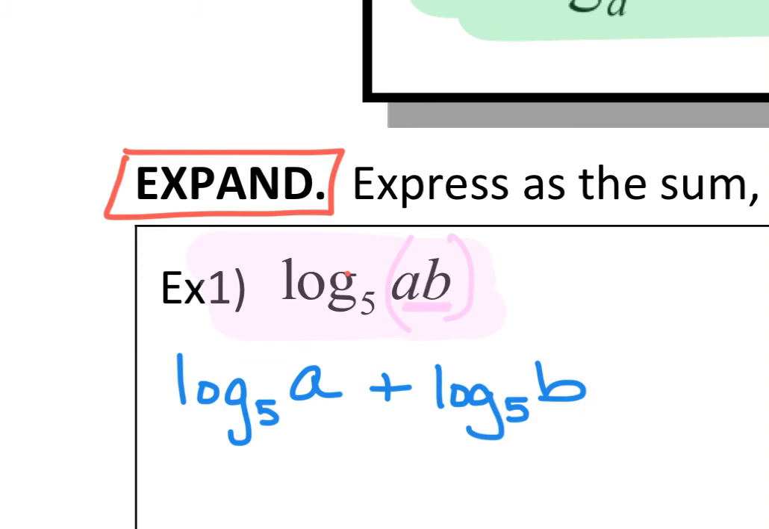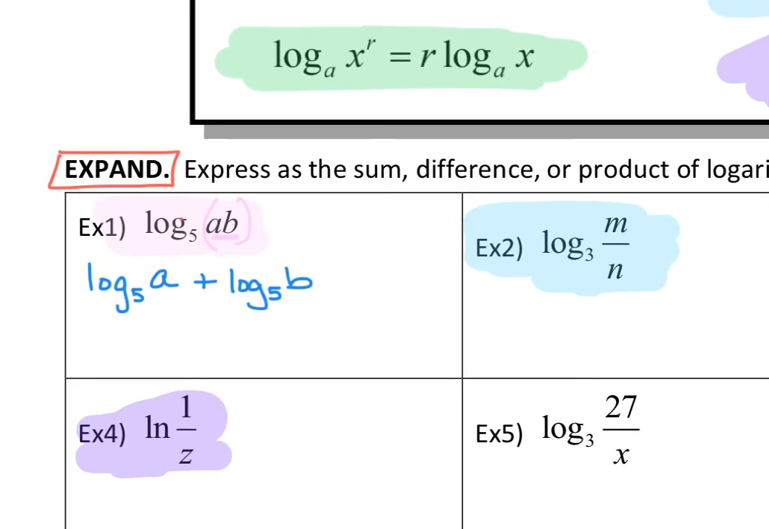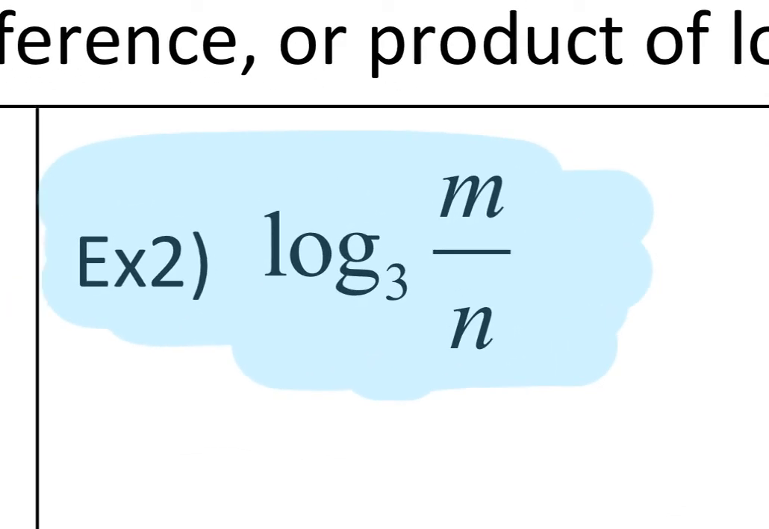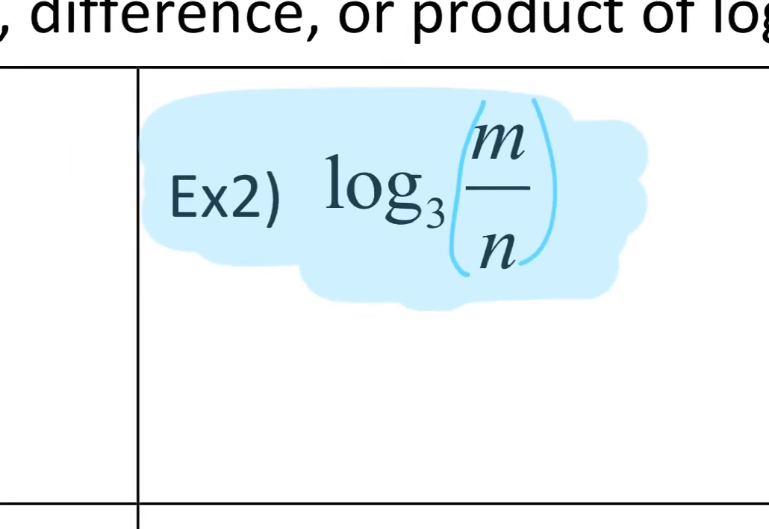Now, that's because a and b were being multiplied. But what if you've got a division problem as the argument for your logarithm? So take a look at example 2. Here, the entire argument of the logarithm is a division problem. I'm going to take the log of the numerator and the log of the denominator and subtract them.